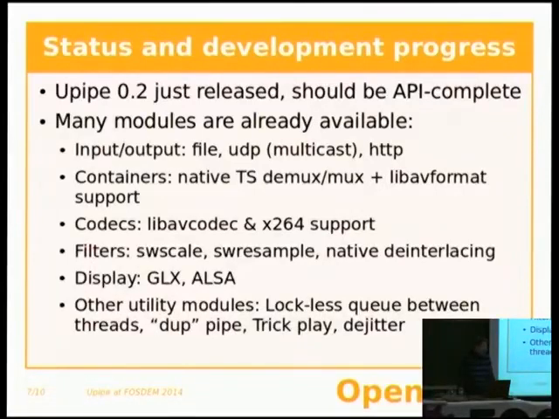From external libraries, we have support for FFmpeg/libav. We have support for x264. And we have a few native modules, in particular TS demux and TS mux. This is our core business. And everything that you need to read a file or to read streams from UDP or HTTP, and so on. And we have utility modules such as dup, which allows you to put a branch in your pipelines, trick play or jittering of data, and queues, of course.